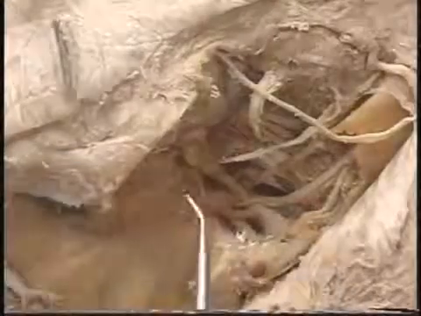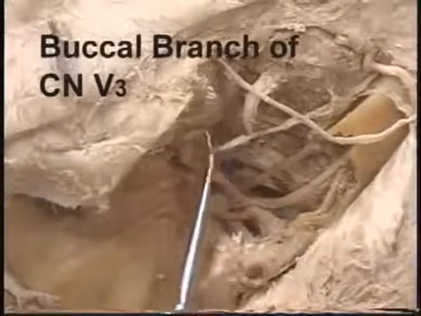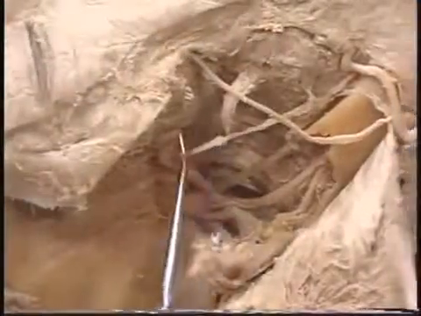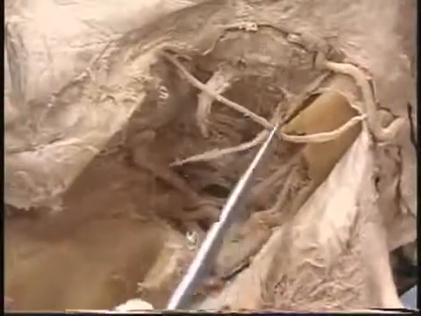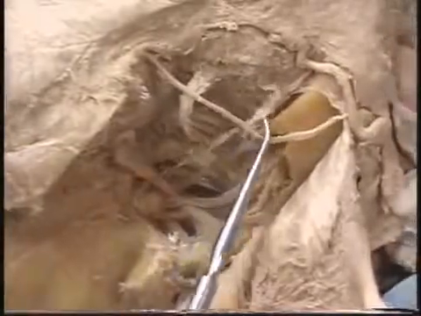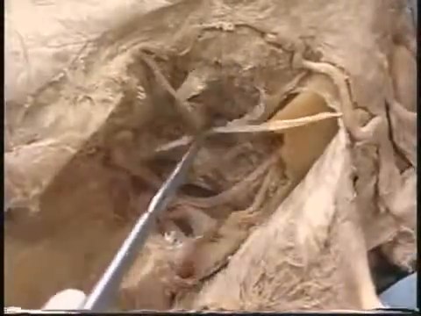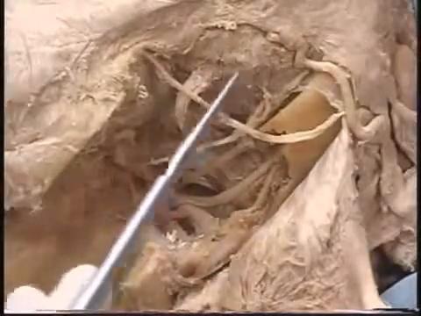The first branch is the buccal branch. This is the nerve which I'm holding with my probe. The nerve pierces the buccinator muscle. We can see it's piercing this muscle, which is the buccinator muscle, and supplies the mucosa inside the cheek.